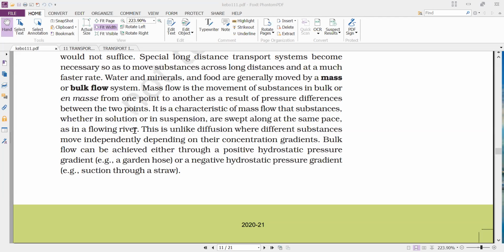If you place any substance in a flowing river, with the same speed the river is flowing, the object that we have placed in the river also moves. In the same manner, the substances which are dissolved or present in that water will also move in the mass flow or bulk flow.